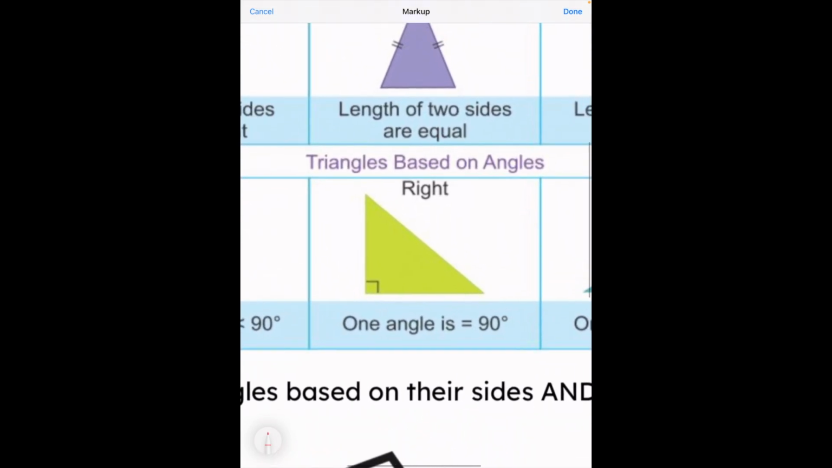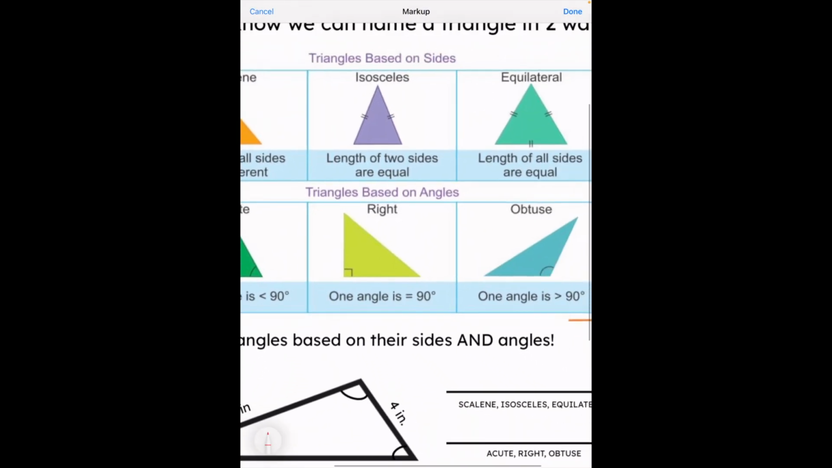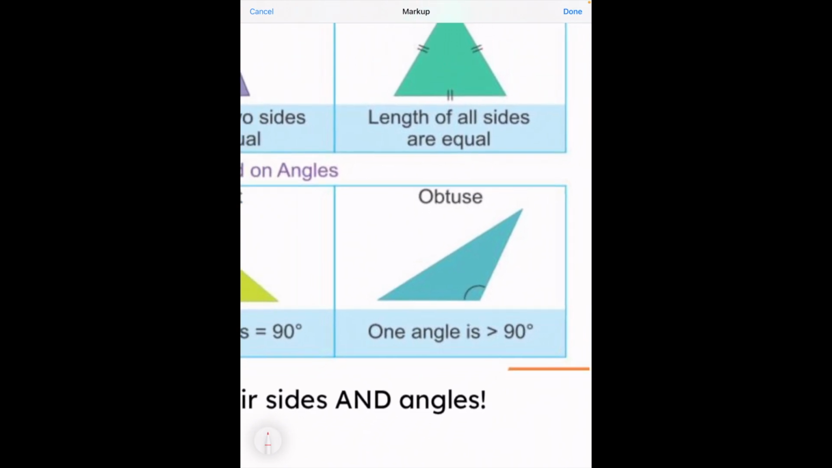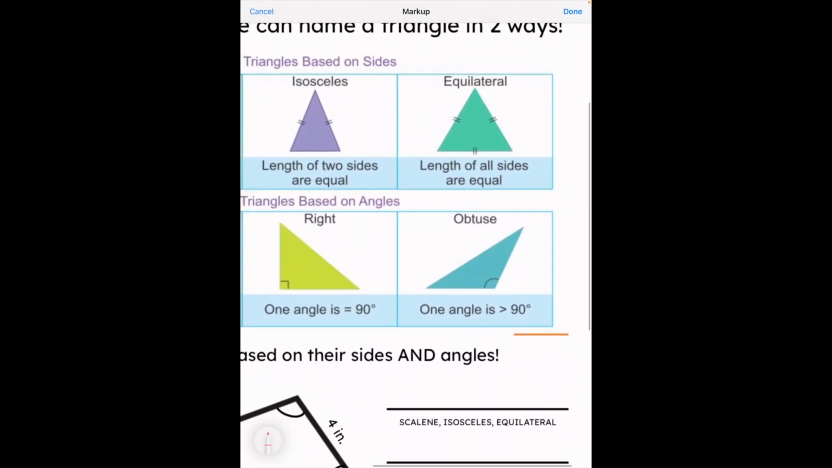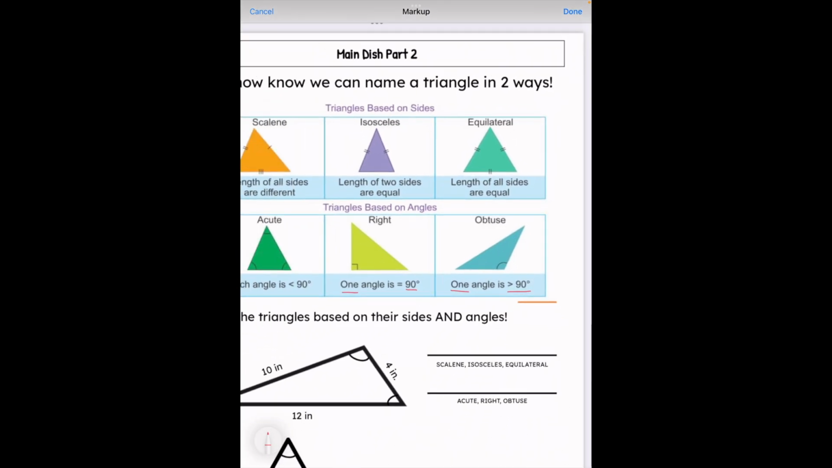If there is one angle that is 90 degrees, this is going to be called a right triangle. If there is one angle that is greater than 90 degrees, it's going to be an obtuse triangle. So notice for the right and obtuse triangles, only one angle has to be that 90 degrees, or only one angle needs to be that greater than 90 degrees, and it's going to be either a right or obtuse triangle.